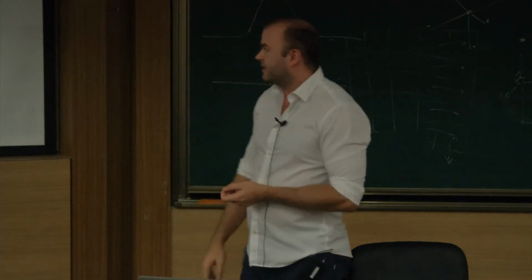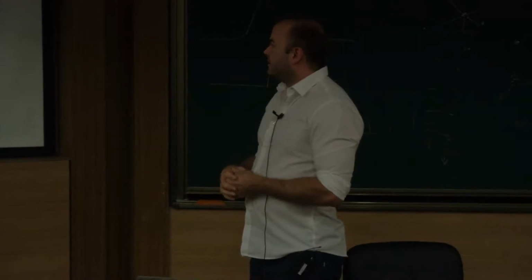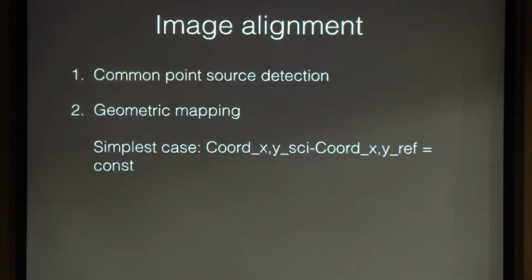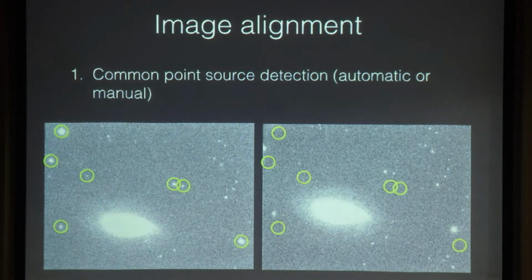So for the image alignment, I wanted to mention a few things. Basically, you just need to know a few stars that are present in both the reference frame and in the science frame. Then you just compare their x and y coordinates, which will be different. In the most simple case, you just have a shift of one image against the other, maybe 50 pixels in x and 20 in y. That's pretty easy to deal with.